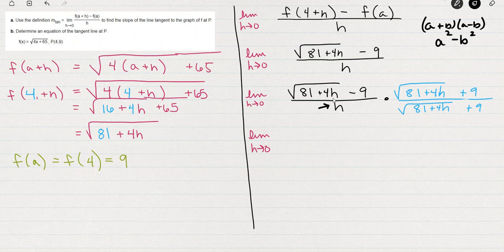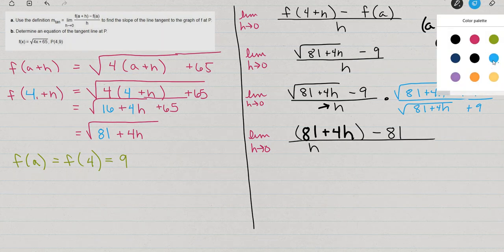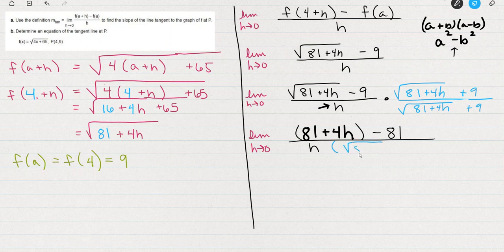So I've got the square root of 81 plus 4h times the square root of 81 plus 4h, or in other words, the square root of 81 plus 4h squared. And when I square a square root, I undo the square root. So I've got 81 plus 4h minus 9 squared, so minus 81. And then in the denominator, I'm not going to multiply this out. I'm going to leave it in this factored form, because remember, my goal is to try to eliminate that h. And sure enough, look what happens. 81 minus 81 is 0. So I'm left with the limit of 4h over h times the square root of 81 plus 4h plus 9.